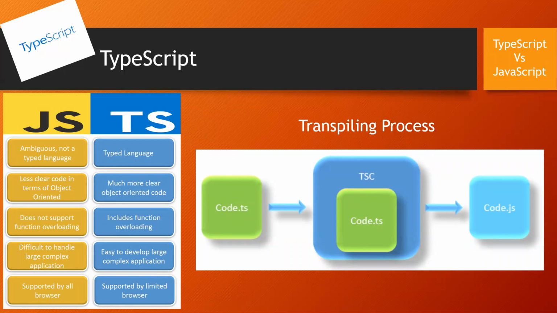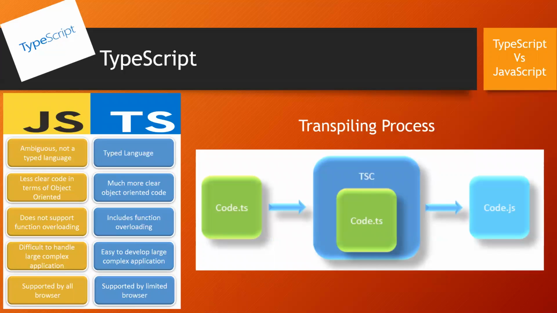In TypeScript, when we write code in a TypeScript file, there is a transpiler associated with it. That is known as the TypeScript compiler, or you can call it a transpiler. The file which we write in TypeScript is processed by the transpiler and it gets converted to normal JavaScript.